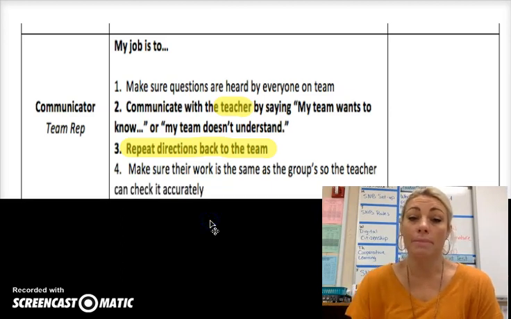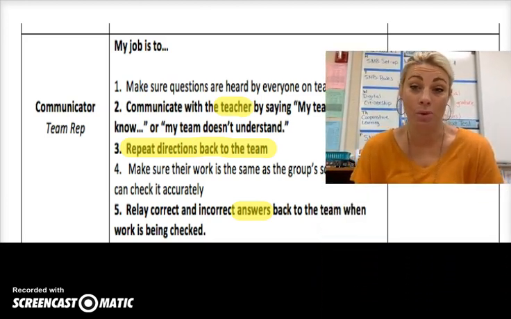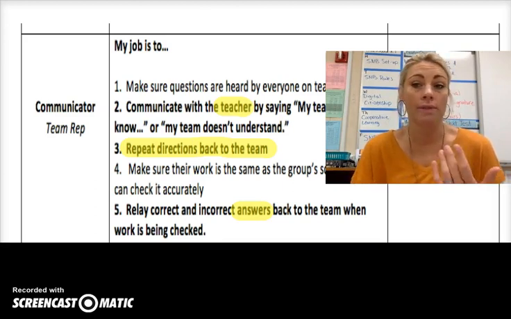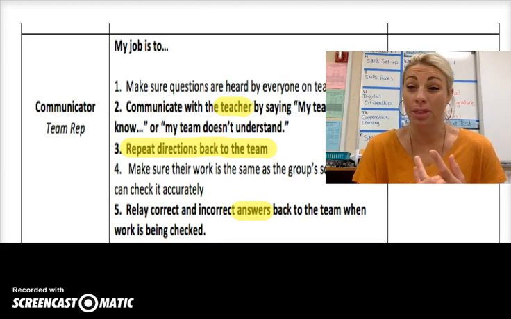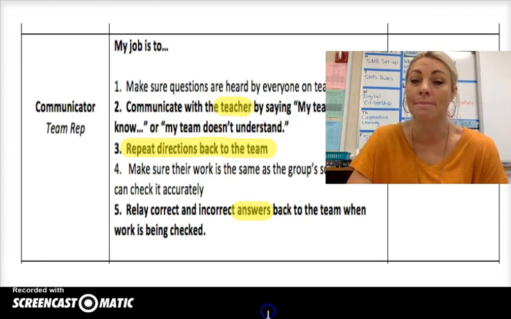The communicator makes sure that the work is correct so that I can check everybody's work for accuracy, and then relay correct and incorrect answers back to the team after the work is checked. So for example, if everyone's working together, everybody should have the same answers and the same work. I come by and I check the communicator's work only. The communicator will then tell everybody else, okay, we got number 1 right, we got number 2 right, oh, but we missed number 3. The communicator will relay correct and incorrect answers back to the team after I check their work.